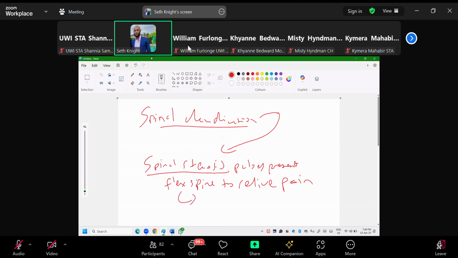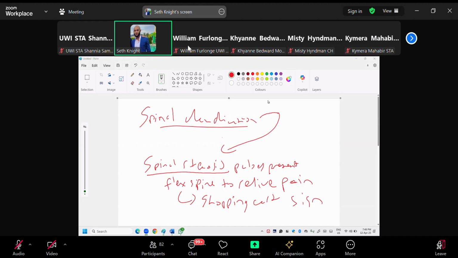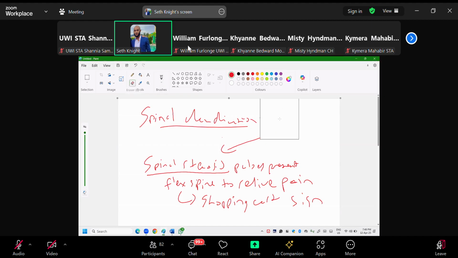Does anyone know what this is called? There's a picture of a man at a grocery shopping cart: the shopping cart sign. Fantastic. That is where the patient is hunched over the shopping cart to relieve their back pain. So don't mix up spinal claudication, which in your question stem will likely have no real sign of arterial disease, with venous claudication, where limb elevation relieves the pain, and intermittent claudication, which we just spoke about. So that is that.